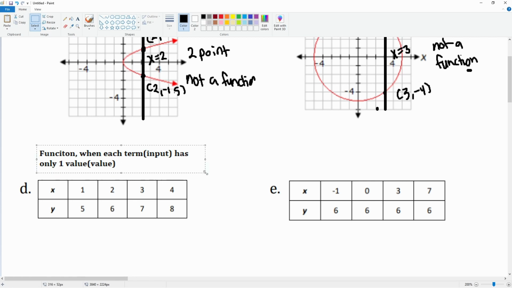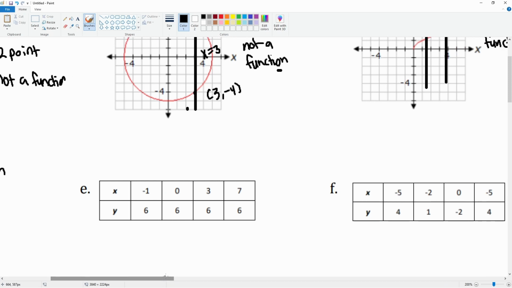So the input of 1 had an output of 5, the input of 2 had an output of 6, the input of 3 had an output of 7, the input of 4 had an output of 8. So that's perfect. If you want to write the sequence, you can write 5 for the first term, 6 for the second term, 7 for the third term, and 8 for the fourth term. So here we would say this is a function.